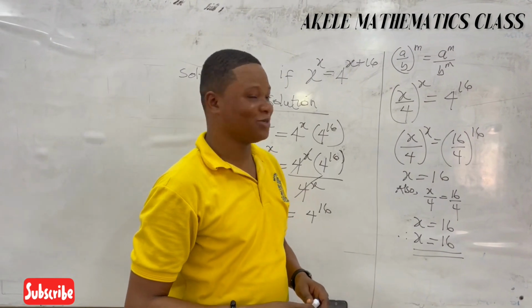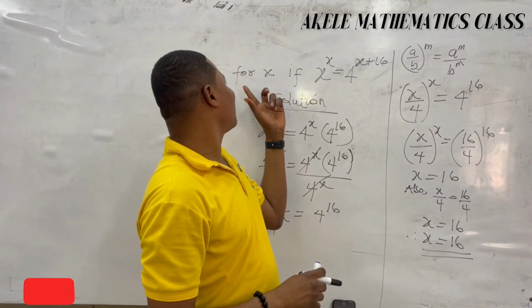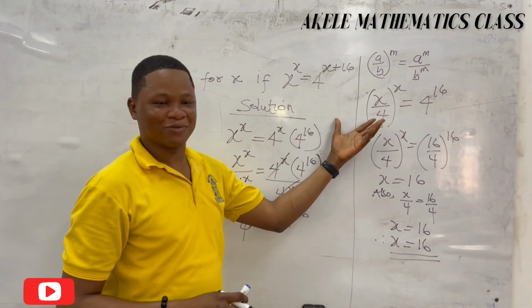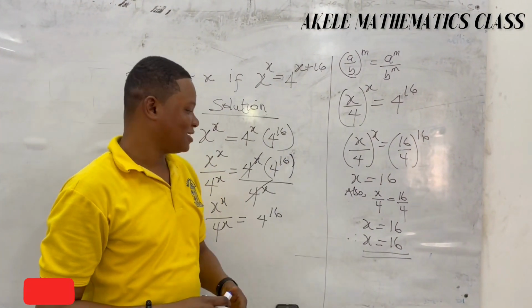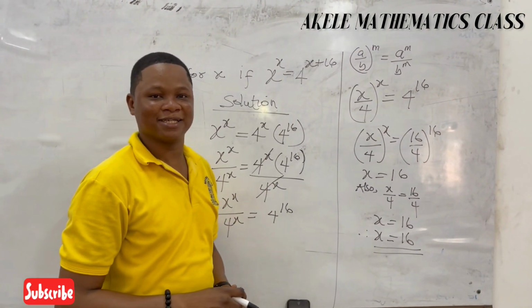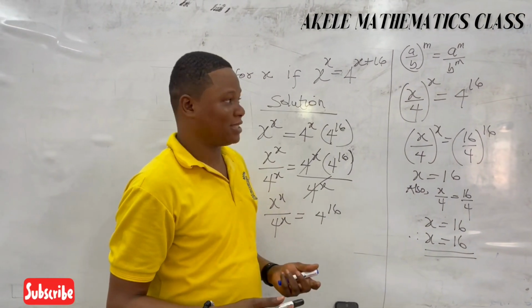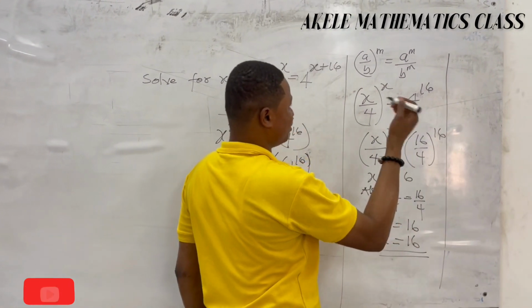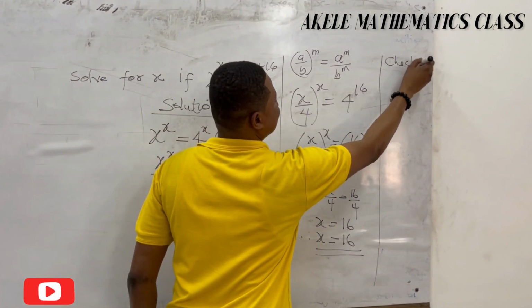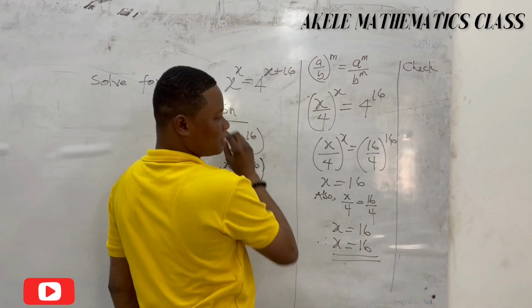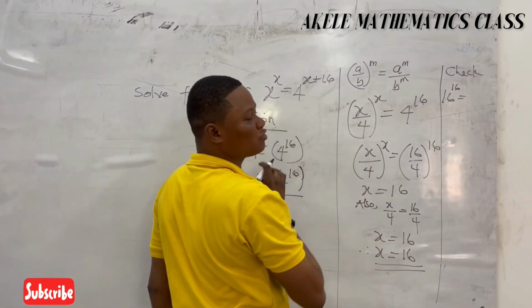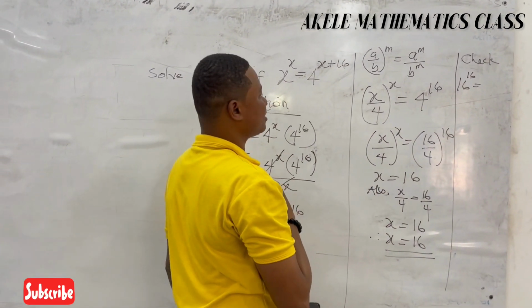Ladies and gentlemen, as you can see, initially the question looked scary, but by the grace of God, we are able to solve it, and then we've got an answer of 16. How do I know whether I'm right? Simple. You can check if it's true. You want to check facts, then you just substitute here. I get 16 to the power 16. Let's see whether this side will be the same as 16 to the power 16.